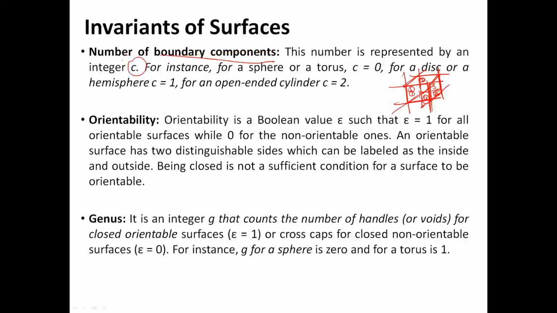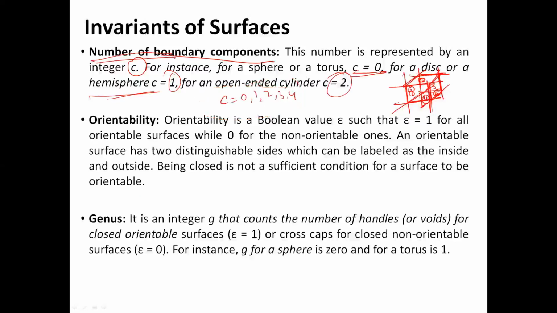Now here what you can understand is that for a torus, as I explained, there is no boundary curve. For a disk or a hemisphere or a circle, there is one boundary curve. For an open-ended cylinder, the boundary curves are 2. So the value of c ranges between 0, 1, 2, 3 and 4, and this is generally the maximum value that you will get.